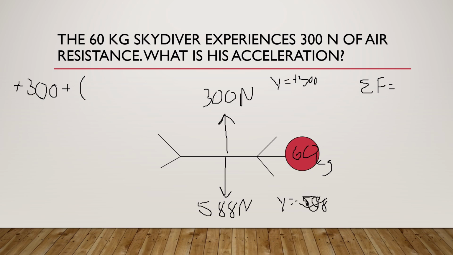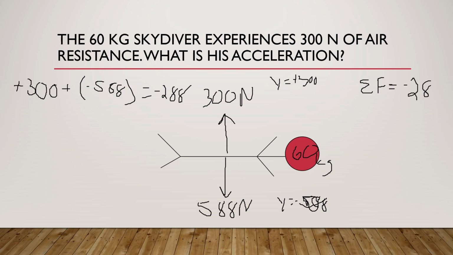So now we're still using vectors. We add up the component vectors to get the resultant. So the negative 588, and that's where we get the negative 288.